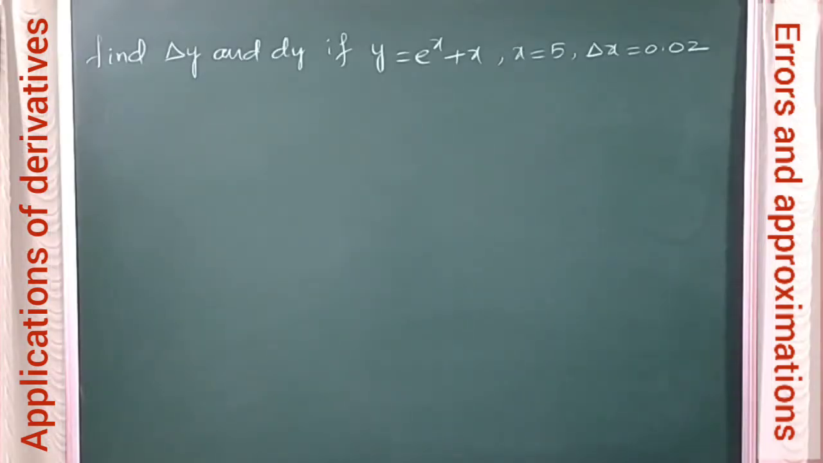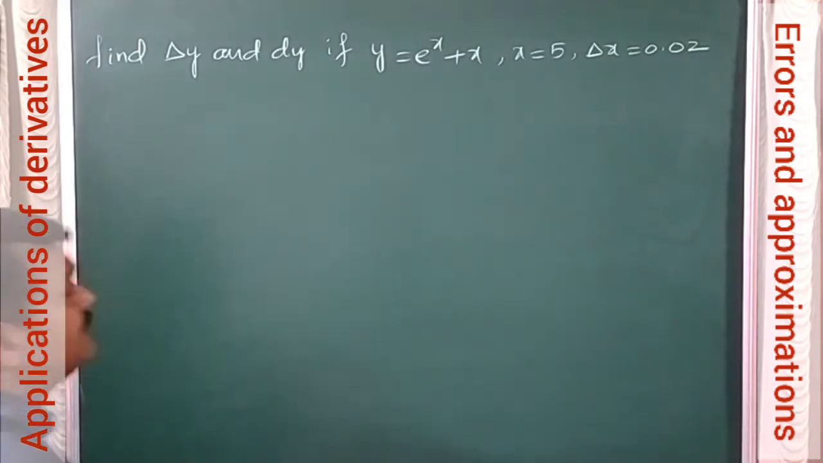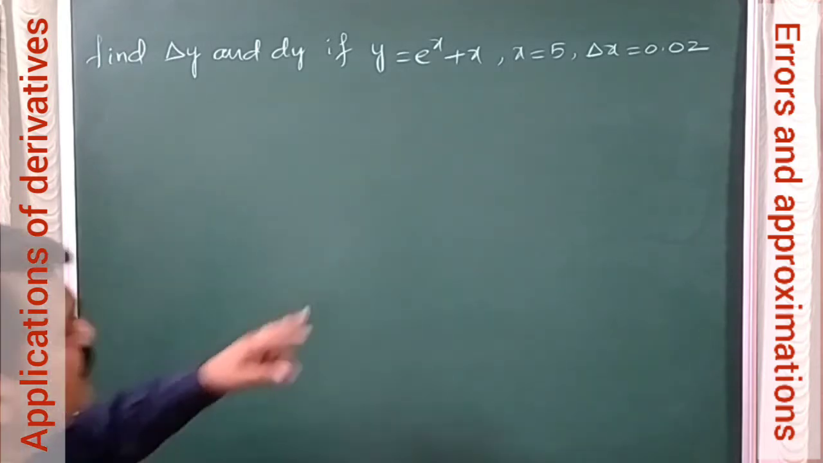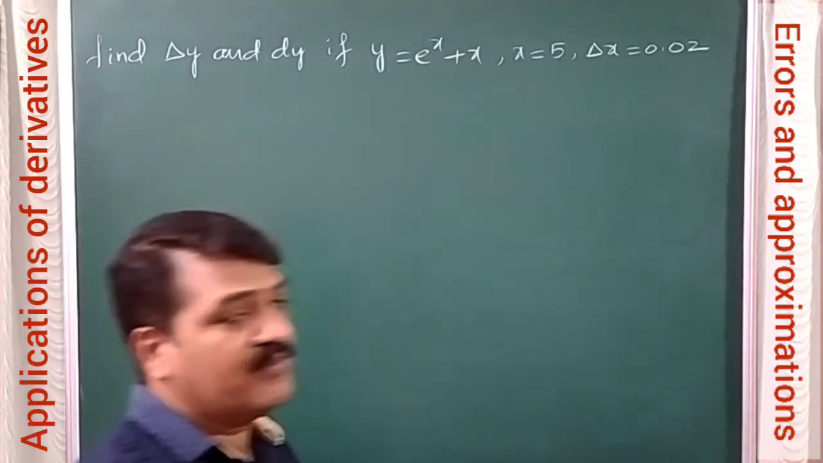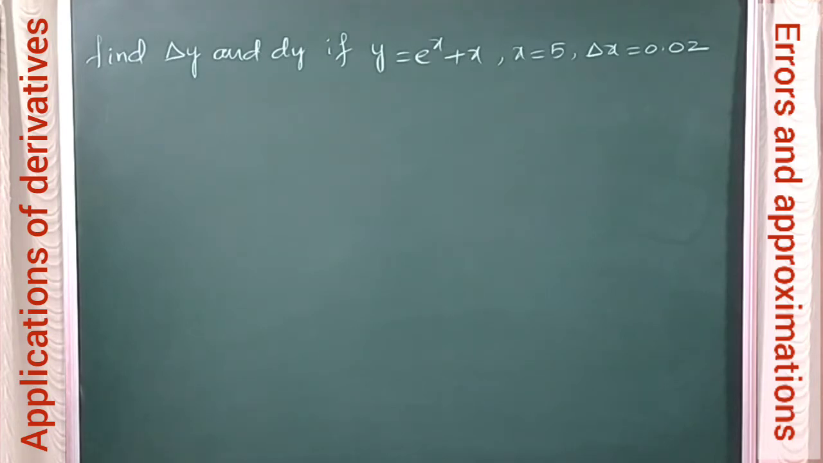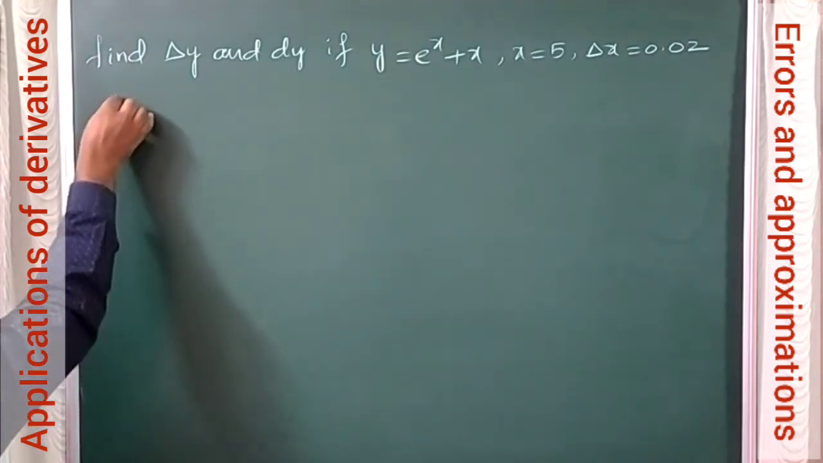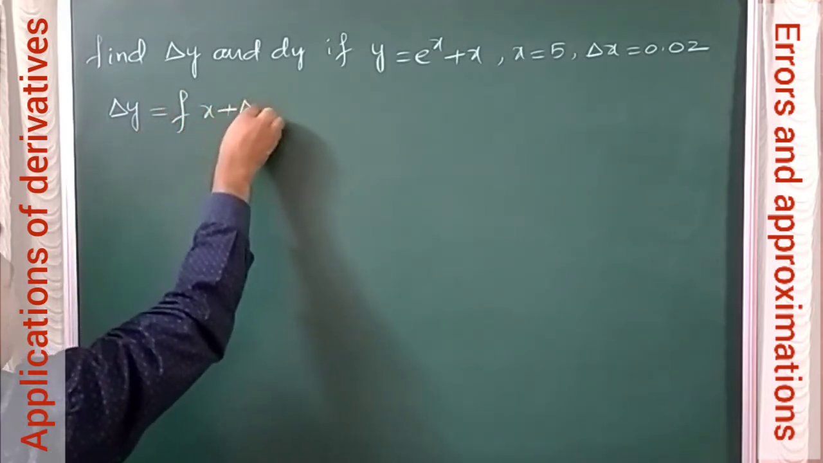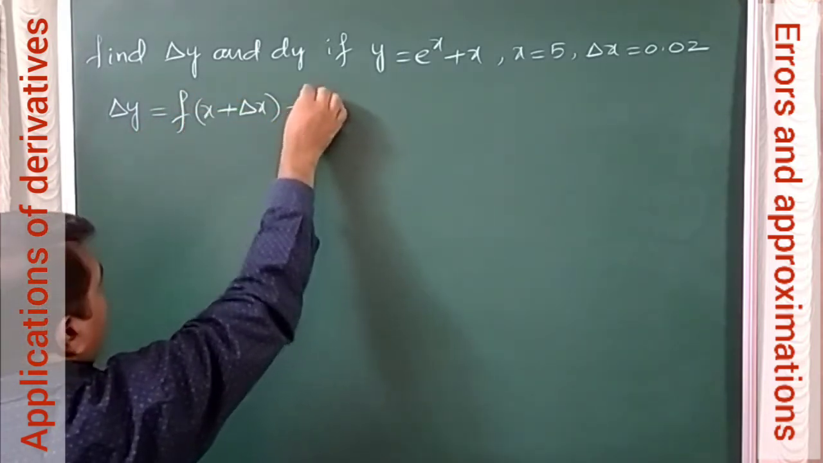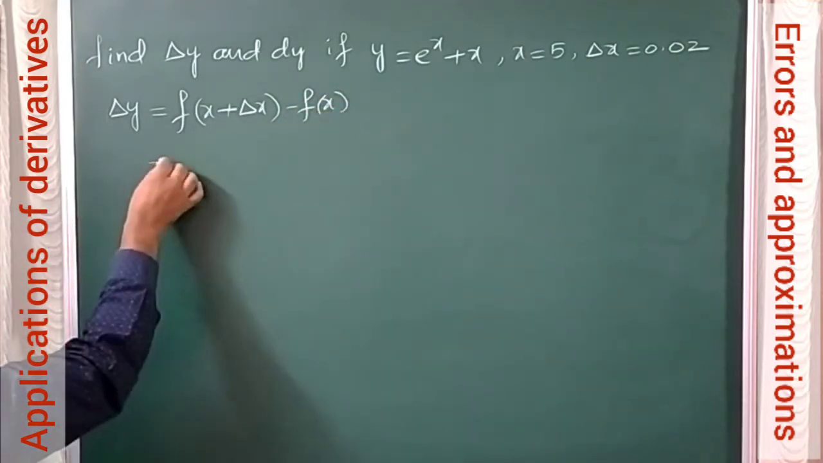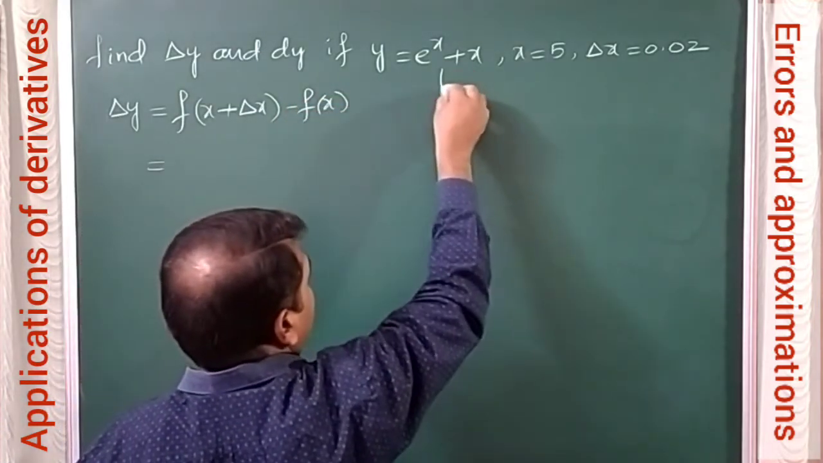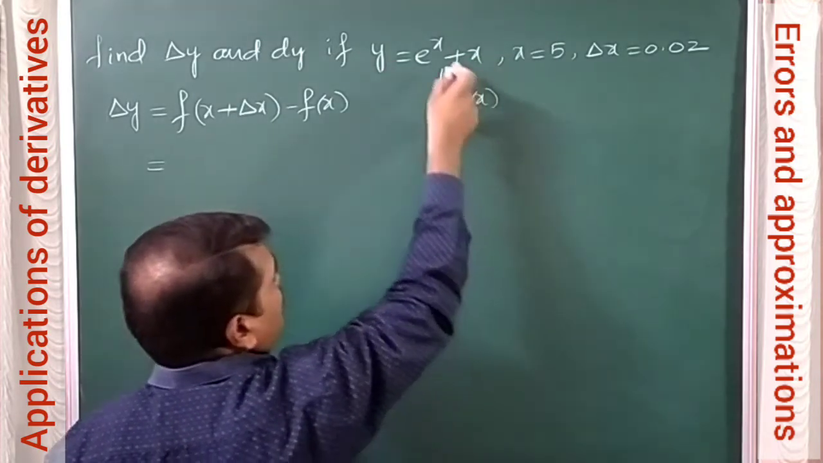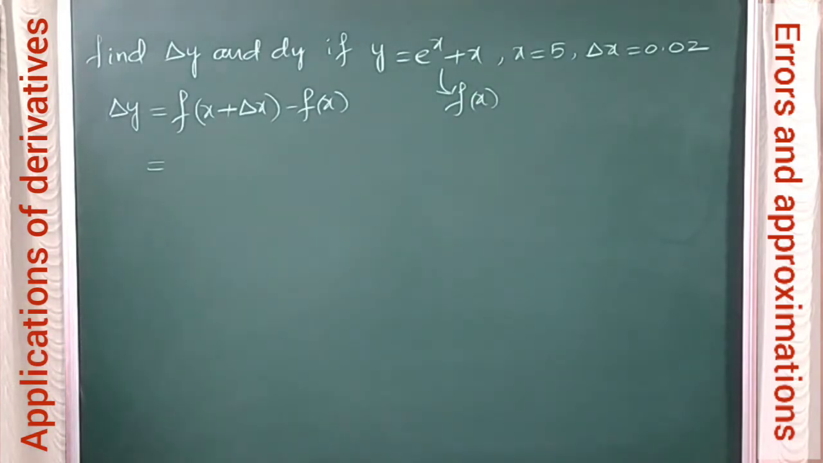Okay, the next question. Find delta y and dy if y is equal to e power x plus x, x is equal to 5 and delta x is 0.02. So delta y, let us calculate first. We know that delta y is f of x plus delta x minus f of x. What is f of x? This we have to take as f of x because y is equal to f of x always. So f of x is e power x plus x.